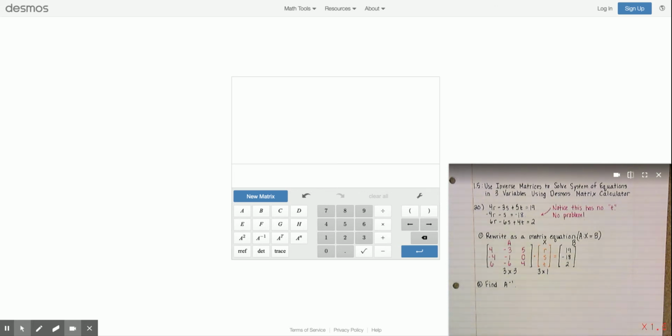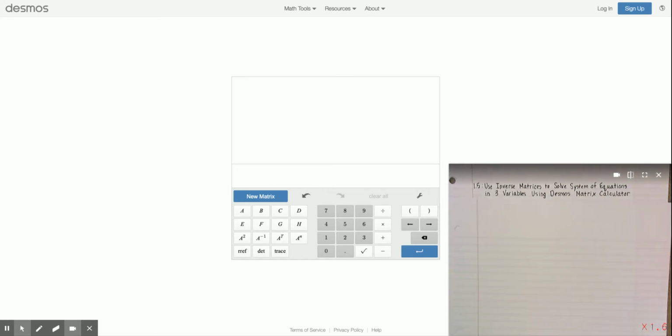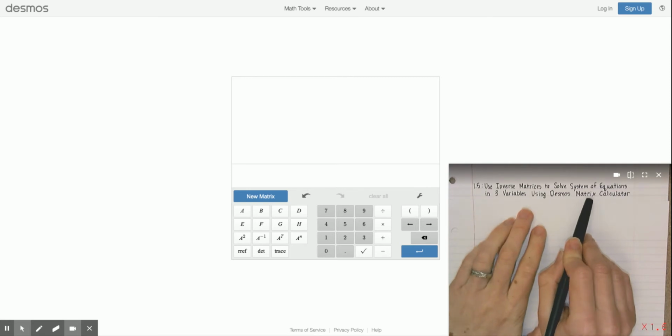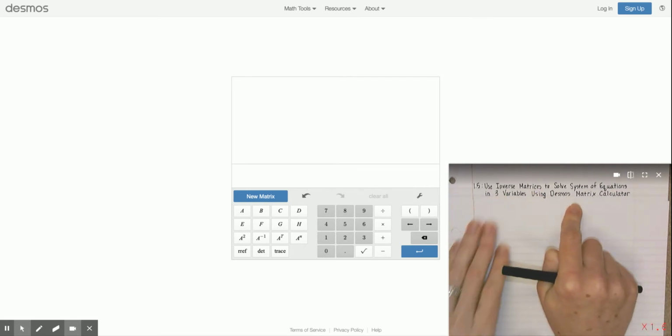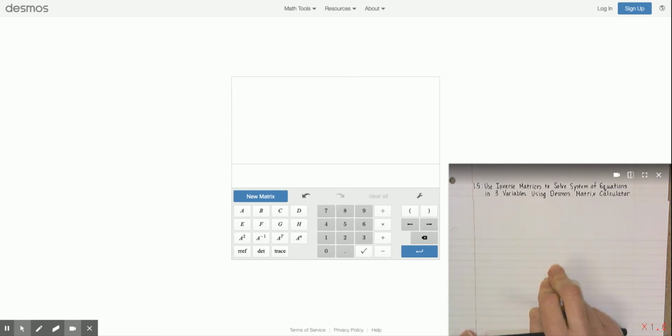Hi class, in this video we're going to use inverse matrices to solve systems of equations in 3 variables. And we'll use the Desmos matrix calculator for this as well. So if you haven't looked at the first video for inverse matrices using Desmos, make sure you go back and do that because I go step by step and I've actually written out the steps we'll use in Desmos.